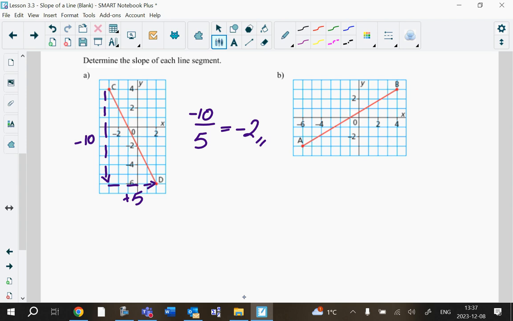How about B? How much do I go up? 6. And how much do I go across or to the right? 10. So I get 6 over 10. Can't divide it cleanly, but remember what I've always said, make sure it's reduced. 3 over 5.